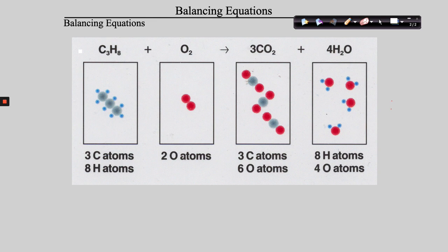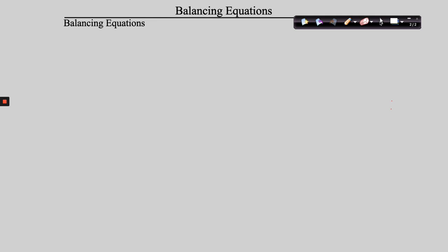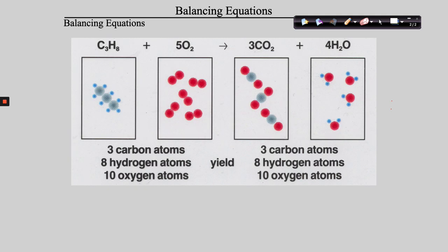So guys, to balance this, what we are going to do is throw a 5 in front of the oxygen, and now this equation is balanced. So guys, this is how we talk about it. 1 propane molecule plus 5 oxygen molecules yields 3 carbon dioxides and 4 waters.